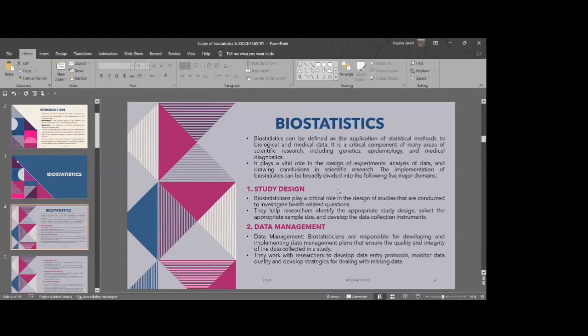Okay. So I was talking about the study design. Biostatisticians play a critical role in the design of studies that are conducted to investigate health related questions. These are open ended questions. We mainly deal with how this disease started and how it progressed and how it is related to cellular structures.